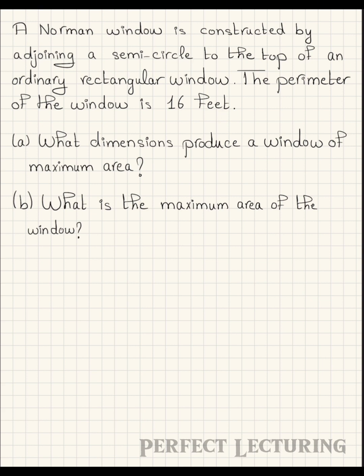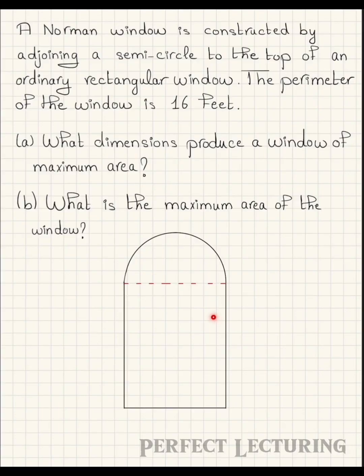Now, before reading the questions, let us do a little sketch in order to understand what's going on. So this is a rectangular window with a semicircle on top of it. Let us assume that the width of the rectangle is x and its length is y. For the semicircle, its diameter is x. Thus, its radius is half x. After we have labeled the dimensions of the rectangle and the circle, now we can proceed with the question.